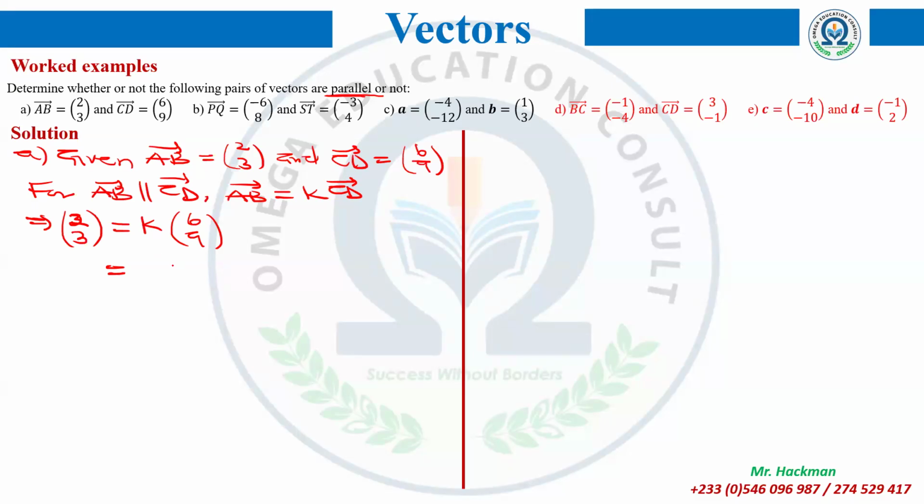So I can write this one as 3 into what? 2 times what? So 2, 3. I hope you are with me. So it means this vector AB that I have here, I've been able to write it as what? 3 times this vector.